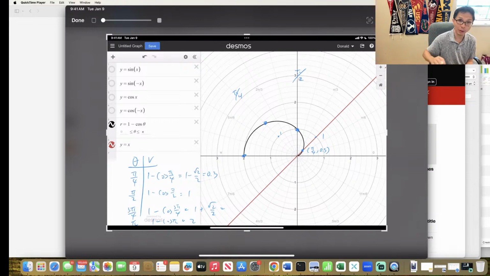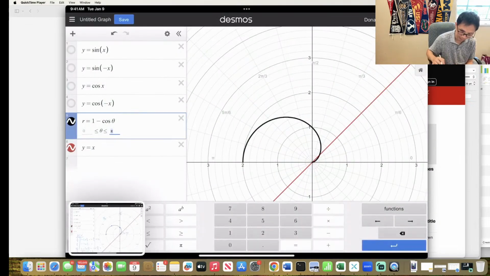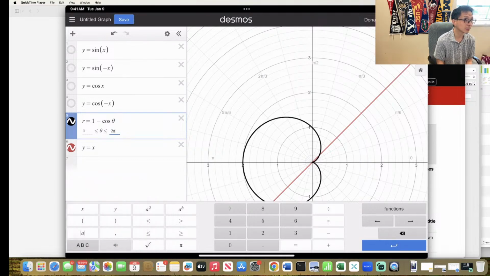So what happens with the other side? If I graph the other side by symmetry, it goes to 2 pi, and you finish the whole graph. And that's how you sketch the graph from the original state.